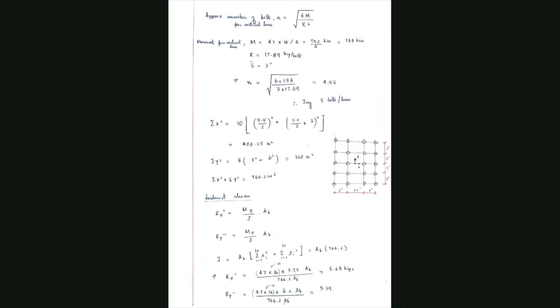Now the next step is to approximate the number of bolts. To approximate the number of bolts, this is the equation that we discussed earlier. It is n equals square root of 6M over Rs. Now M is calculated as, just right here, M, your moment acting. What is the total moment acting?